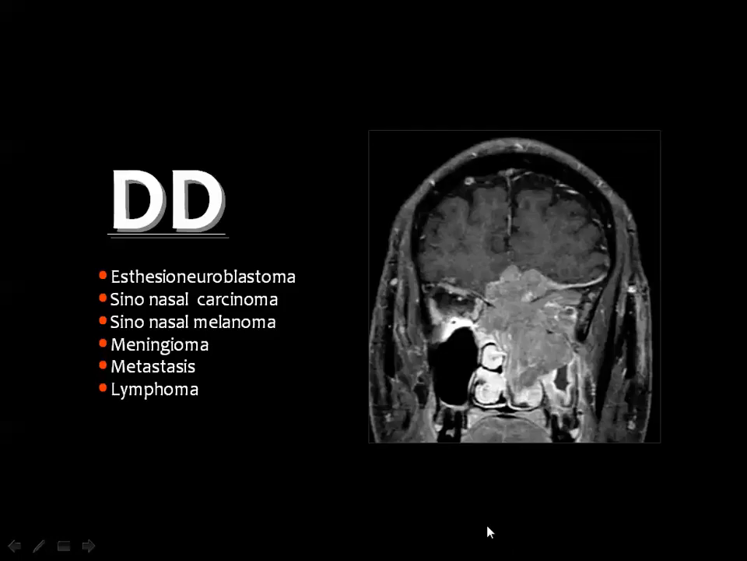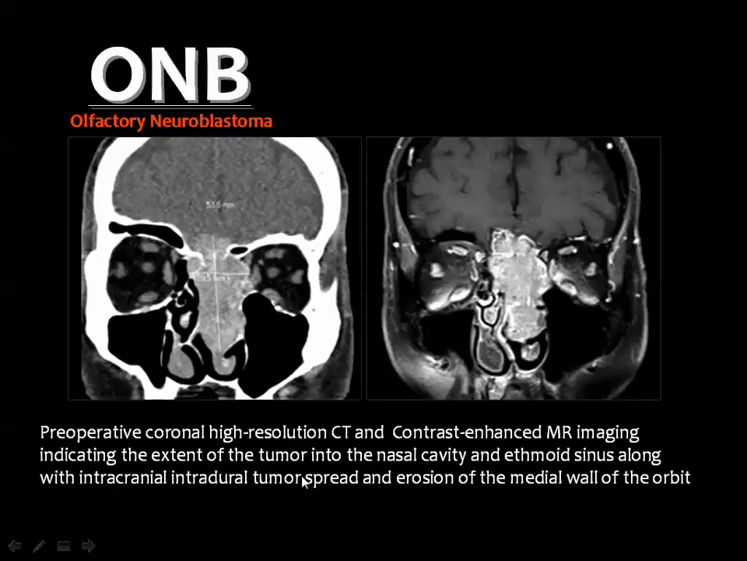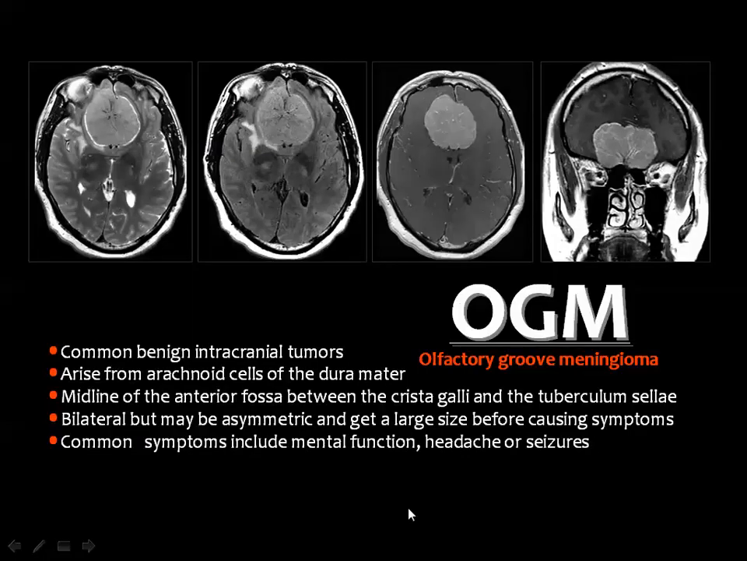The differential diagnosis of olfactory neuroblastoma will include sinonasal carcinoma, metastasis, and lymphoma. You may sometimes include melanoma and meningioma and also granulomatous disease. But remember the four main lesions included in the differential diagnosis in this area for this appearance are the lymphoma, ethmoidal carcinoma, olfactory neuroblastoma, and skull base metastasis.